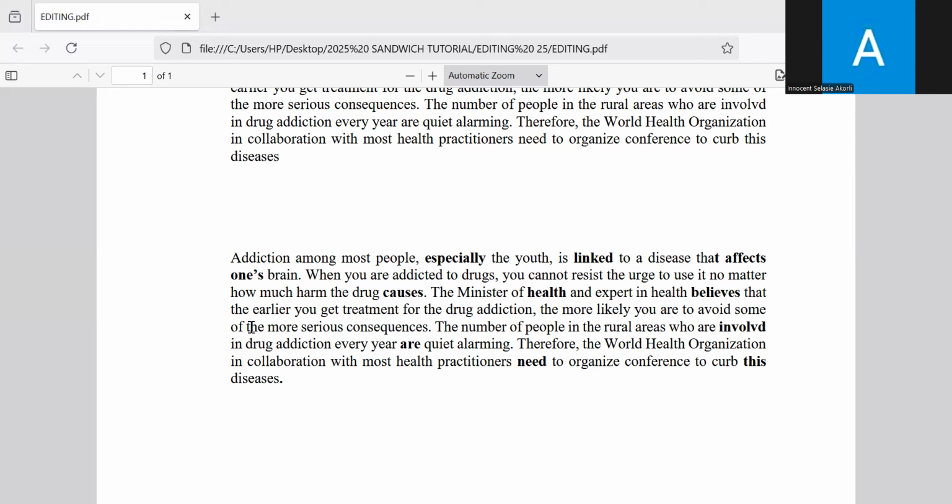The number of people in the rural areas who are involved, you need to correct it, not just highlight it, you need to correct it, is in drug addiction every year is quite alarming. Therefore, the World Health Organization, in collaboration with most health practitioners, basically needs to organize conferences. It should be to organize conferences to curb these diseases.